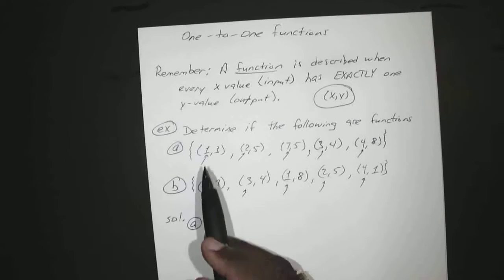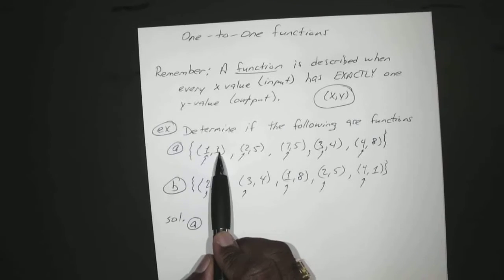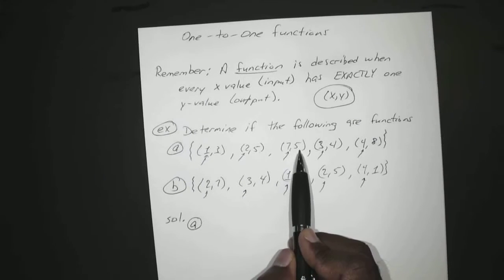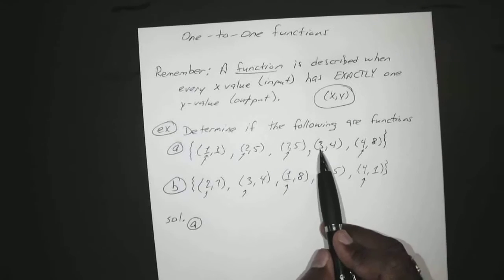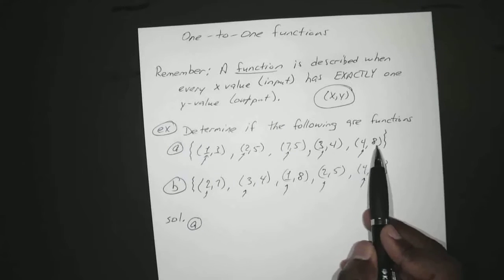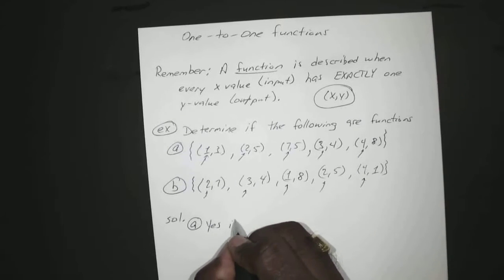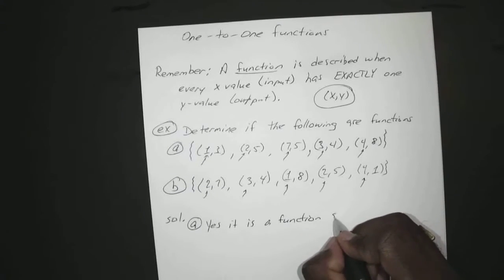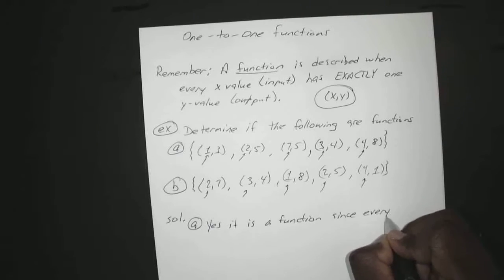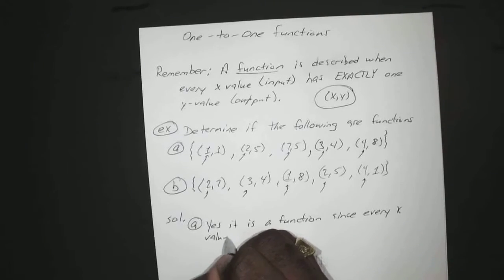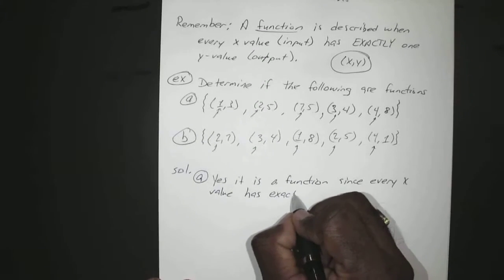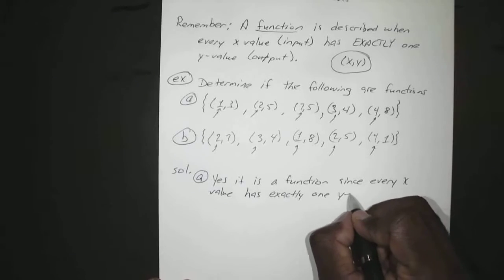Yep, actually it is a function, because you see here 1 only has a value of 3, 2 only has a value of 5, 7 only has a value of 5. Now y can have more than 1, but x can only have exactly 1. 3 only has 4, and 4 only has 8. So yes, it is a function, since every x value has exactly one y value.